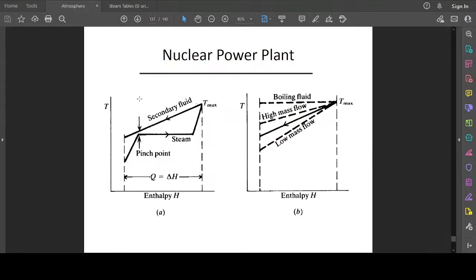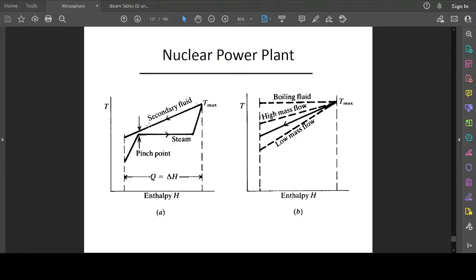So as we can see here, the new temperature-enthalpy diagram shows us the pinch point, where the secondary fluid... okay, the pinch, I don't know if you have done heat integration. The pinch point is a point where the temperature here determines how the heat exchanger will operate.